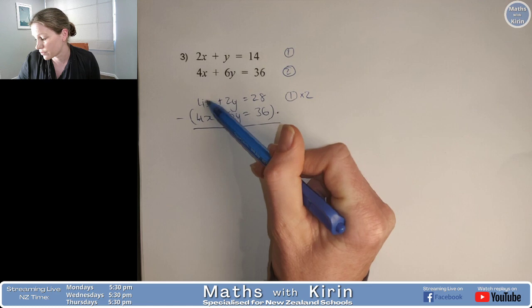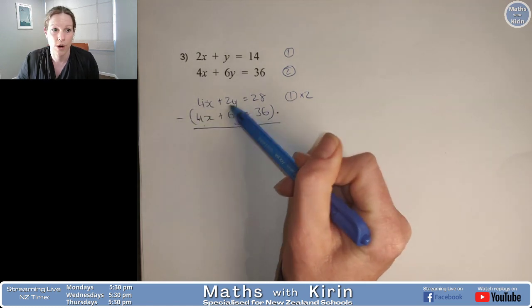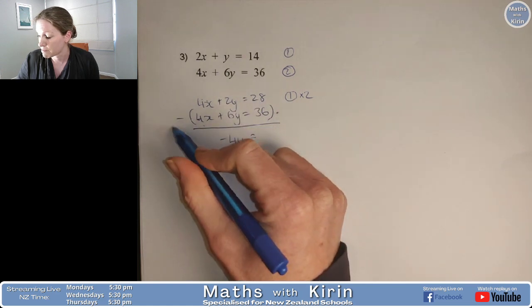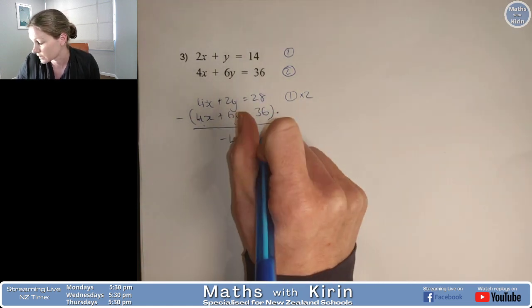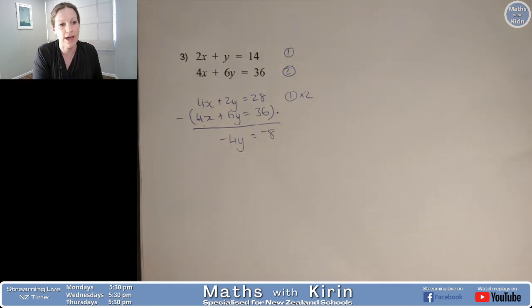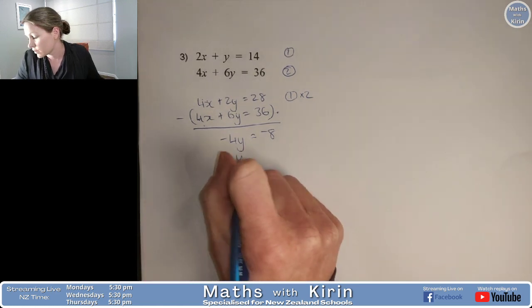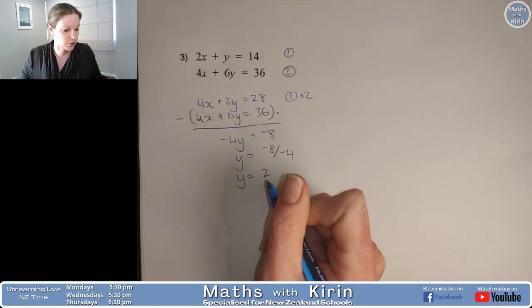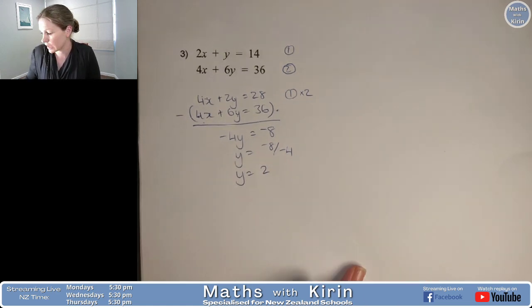If we do it this way around, 4x minus 4x is nothing, 2y minus 6y is negative 4y, and then 28 minus 36 is negative 8. So negative 4y is equal to negative 8, which means y is negative 8 divided by negative 4, which is positive 2. Okay.